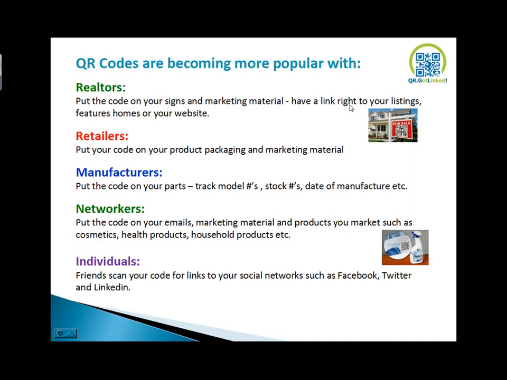Retailers put their code on their products, packaging, and marketing materials. Manufacturers can put code on parts, track model numbers, stock numbers, date of manufacture, etc. Networkers can put codes on email, marketing materials, and products they market, such as cosmetics, health products, household products, etc. Individuals' friends scan your code for links to your social networks such as Facebook, Twitter, LinkedIn, and YouTube, to mention a few.